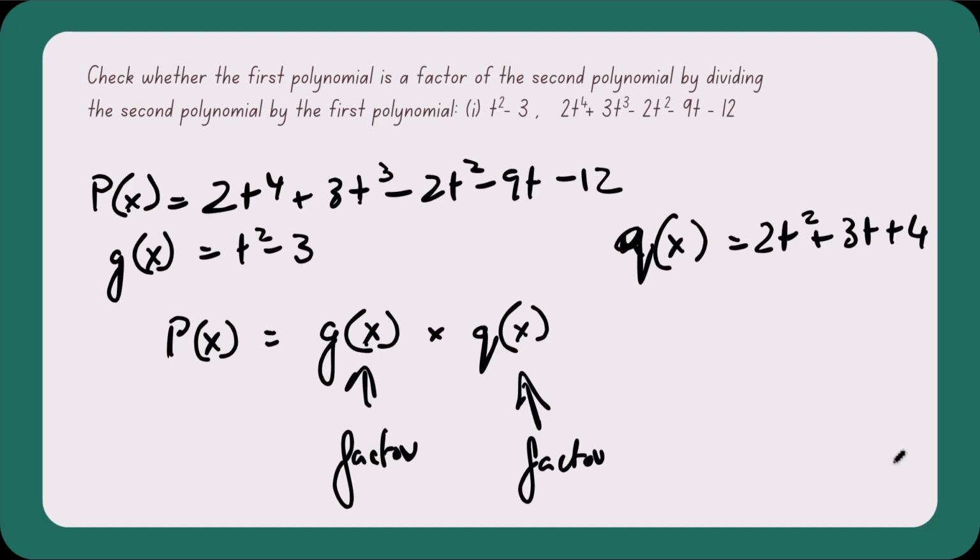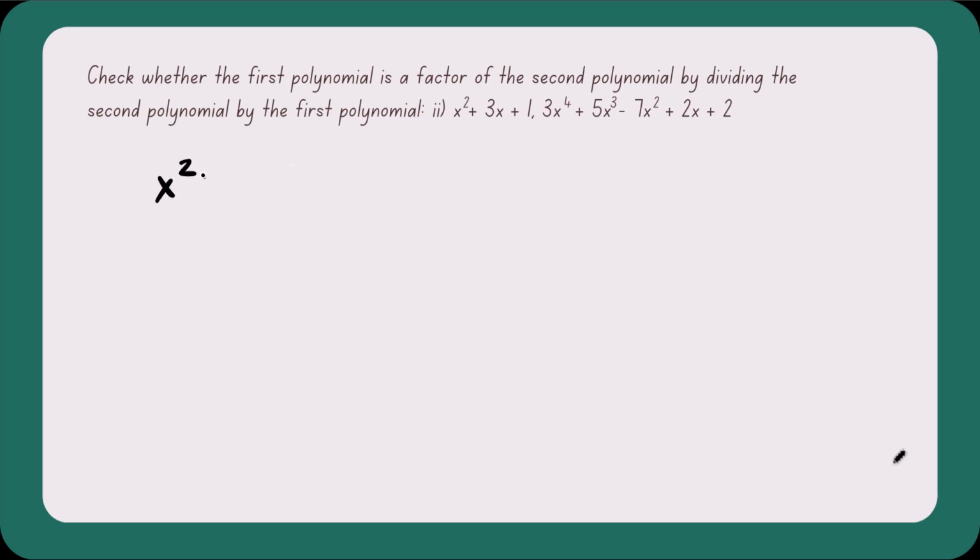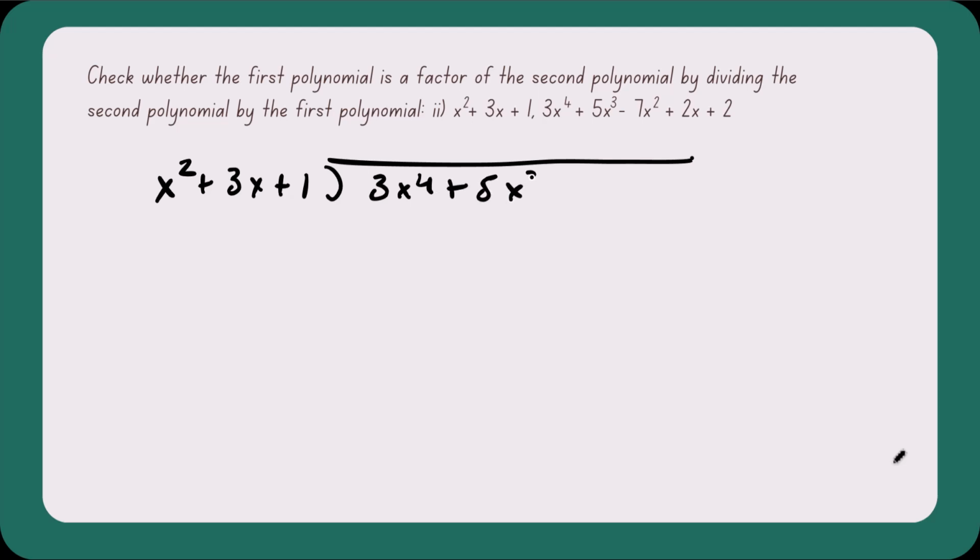Very simple, right? Okay. Now what about the next? Check whether the first polynomial is a factor of the second polynomial. So if it is completely divisible, the quotient will be a factor. This number will also be a factor. So let's try to check whether it is completely divisible or not. So we have x square plus 3x plus 1, right? We are dividing 3x raised to 4 plus 5x cube minus 7x square plus 2x plus 2, right?